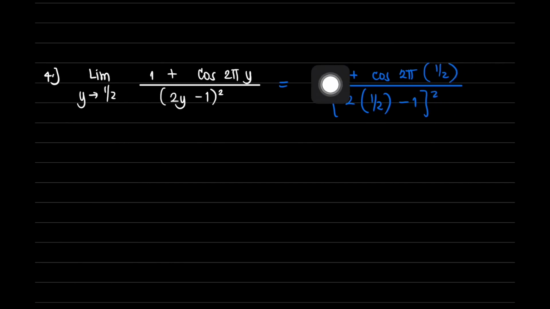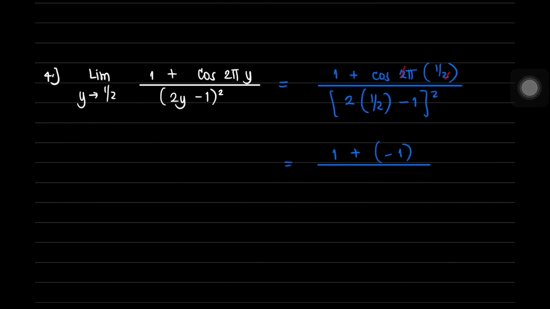So evaluating this one, this is now equal to 1 plus cosine of 2 pi multiplied by 1/2. So 2 will basically cancel out with 2, and cosine of pi is equal to negative 1, all over 2 multiplied by 1/2, so 2 will cancel out with 2 also, and 1 minus 1 is equal to 0 squared. So this is basically 0 over 0, which is an indeterminate form.